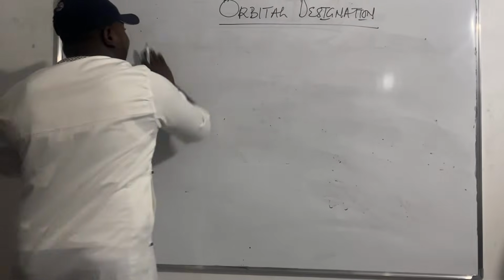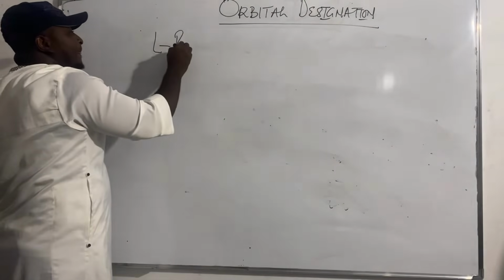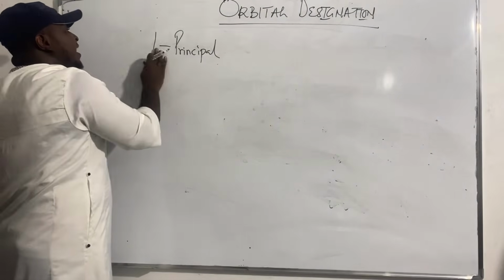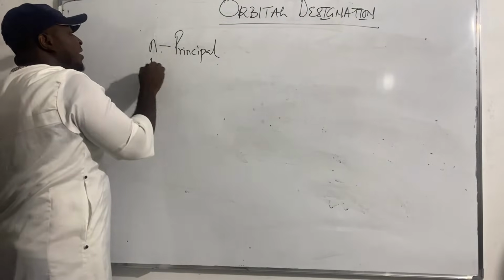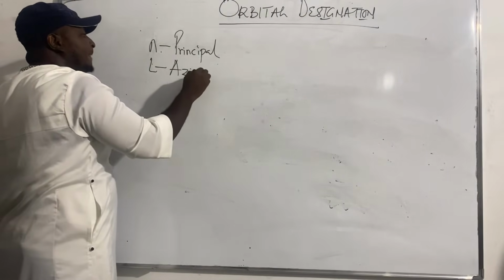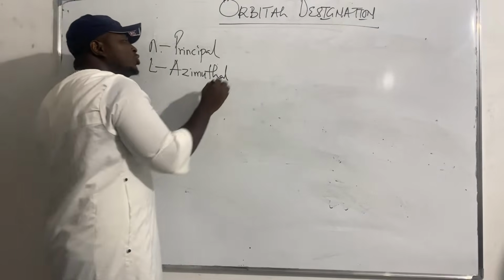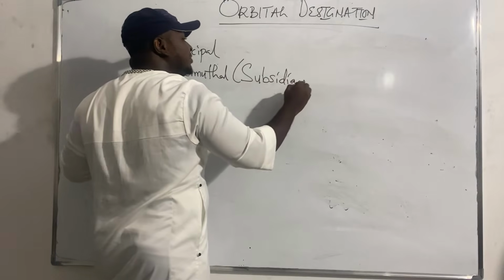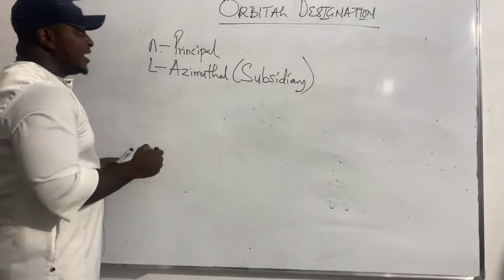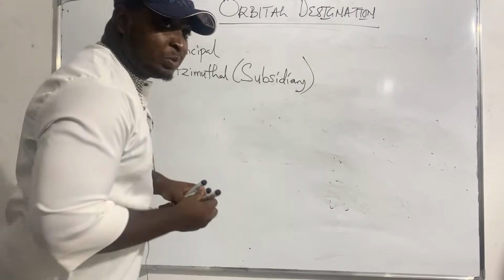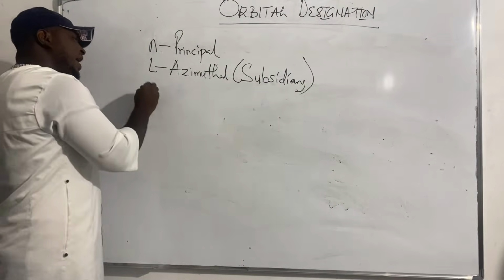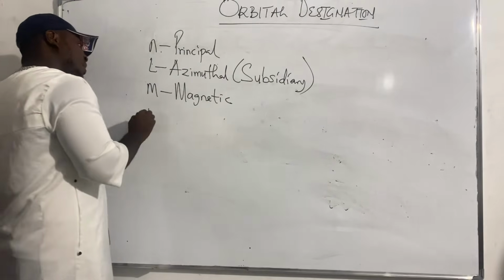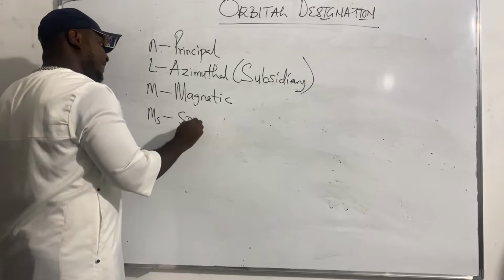Class, remember we did quantum numbers. N represents principal. L is azimuthal. I was asking you what's another name for the azimuthal quantum number. It's called the subsidiary quantum number. Please take note. Another name for the azimuthal quantum number that they can ask you in an exam is subsidiary. We have M, which is magnetic, and we have MS, which is the spin quantum number.